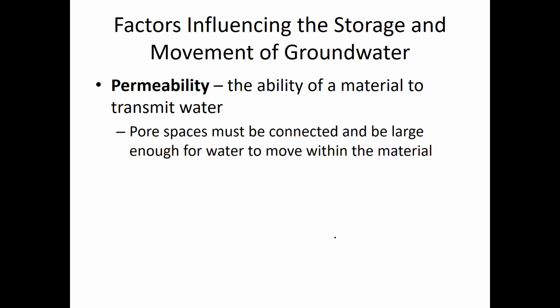Then we have permeability. Permeability is the ability of a material to transmit water. So basically, it's how easily water can flow through the material. In order to be permeable, first of all, the material has to be porous, so water can be present inside of it. But those pore spaces have to be large enough and connected that the water can flow through it.